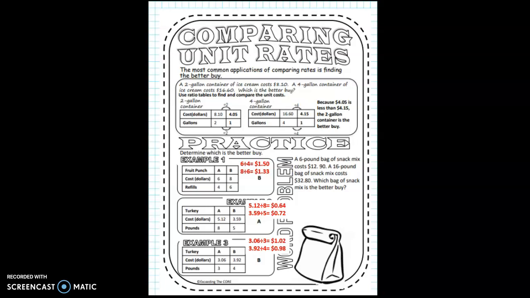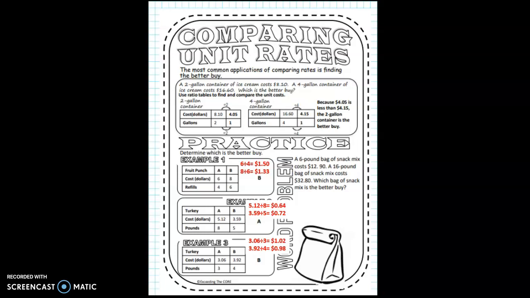Last one is a word problem. A 6-pound bag of snack mix costs $12.90. A 16-pound bag of snack mix costs $32.80. Which bag of snack mix is the better buy?